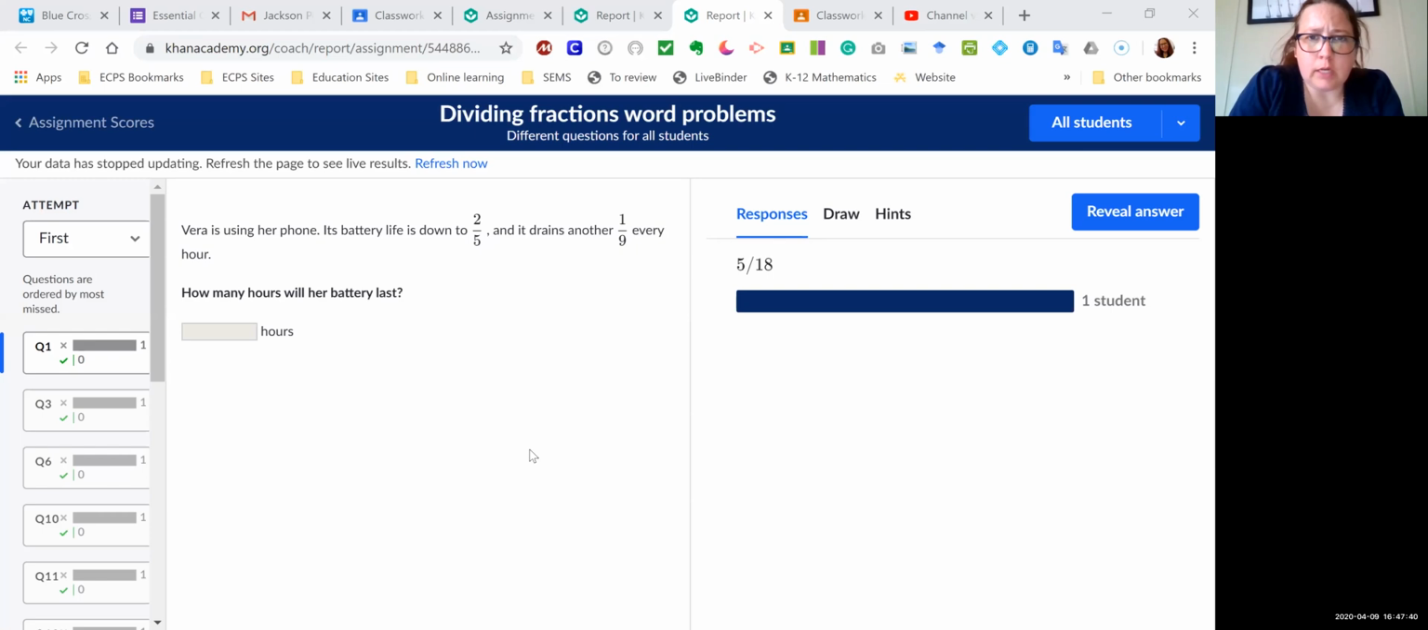Okay, so today's lesson is going to be on solving word problems where you have to divide fractions. So for this problem, Vera is using her phone. Its battery is down to 2/5. It drains another 1/9 every hour. So it's asking how many hours her battery will last.